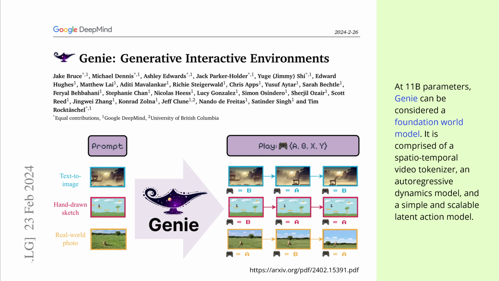And you might say, how is this possible? How on earth is this possible? So we're at the very first development stage. So we only have an 11 billion trainable parameter system. They call it GENIE, and they consider it a foundation world model. More about this later. What are the components? We have a spatial-temporal video tokenizer, an autoregressive dynamic model, and a simple and scalable latent action model. I will explain all of those in 5 minutes.